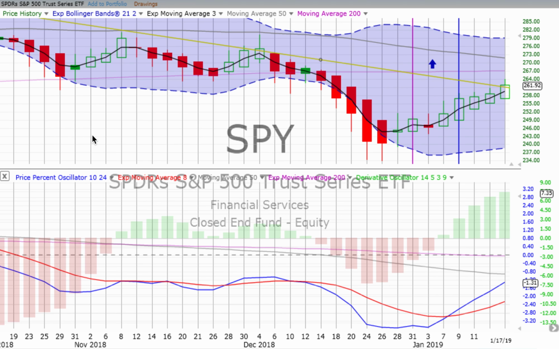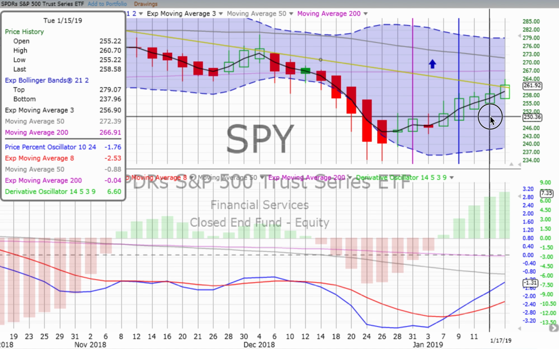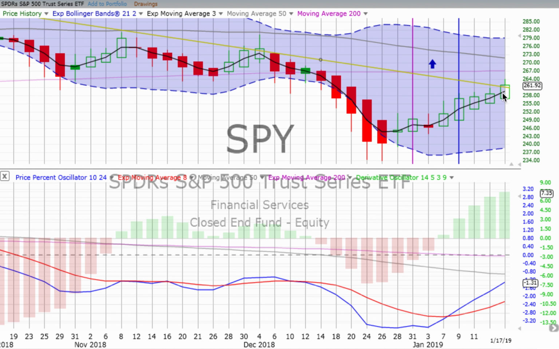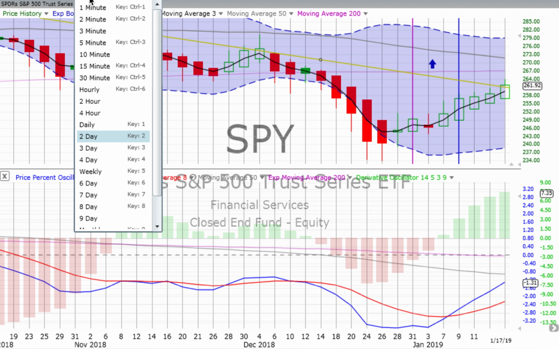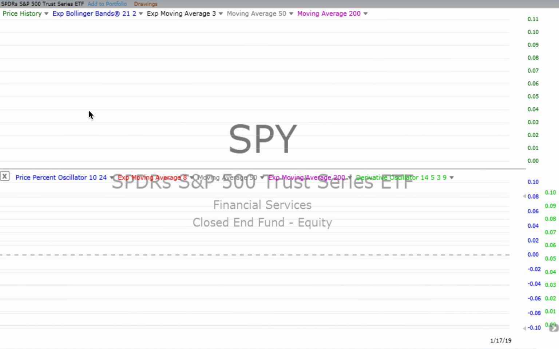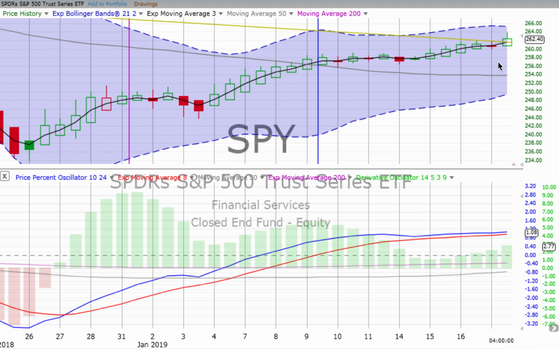Let's go from the weekly to the 2-day, and you can see again, stronger movement. Actually, the 2-day ended up pushing through the weekly trend line. Derivative oscillator gaining upward momentum, price percent oscillator heading up. And we go from the 2-day to the 4-hour. This is our real trigger chart. This gets us into and out of moves many times.